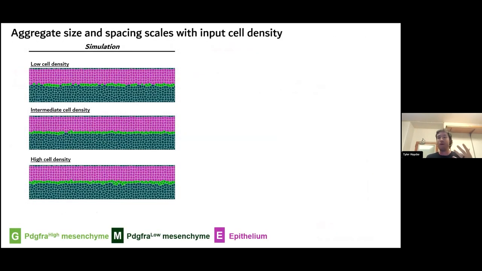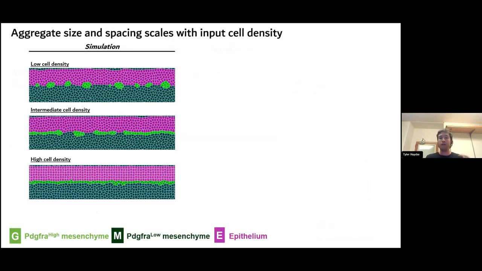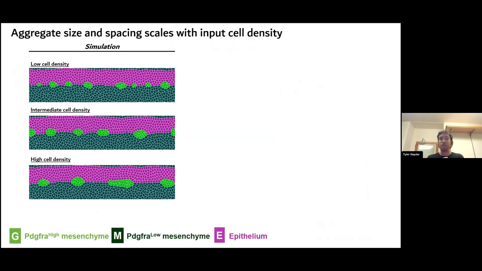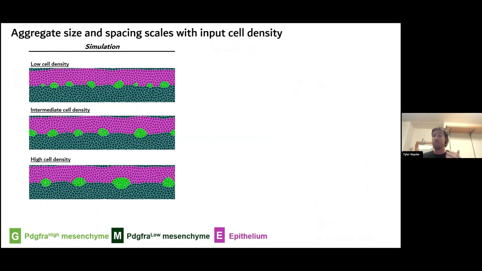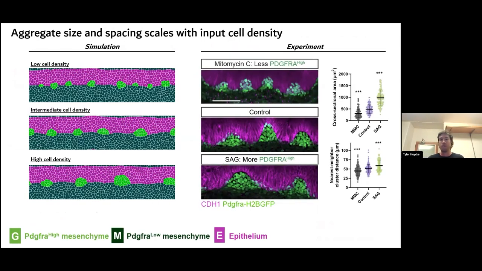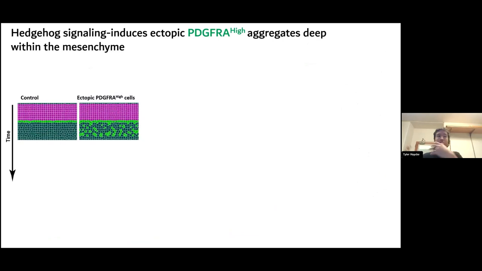First, we changed the amount of cells that were there to begin with and found that simply by changing the number of PDGFRA high cells, we were able to change the size and the spacing of the aggregates. And we could test this in vivo by using molecules that we found to either increase or decrease the amount of starting material and see that the same scaling laws hold true. We then changed where these cells are patterned.